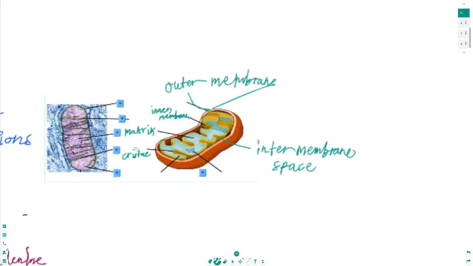And then here you can see little dots. These are the stored particles, and these are the ATP synthase enzymes you can see here. And mitochondria have DNA. So this is the mitochondrial DNA within the mitochondria.